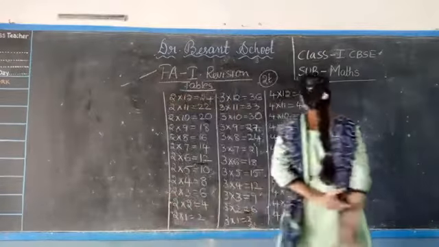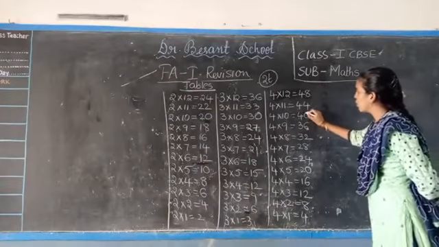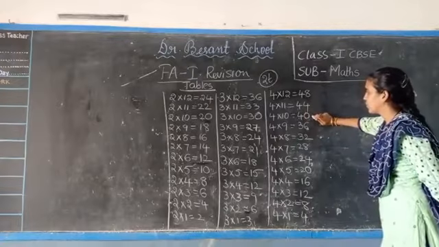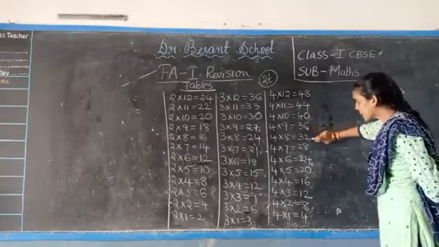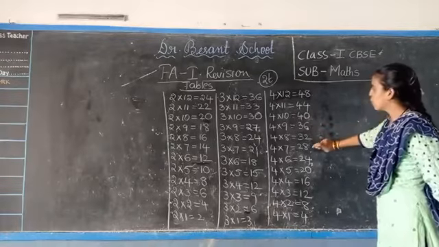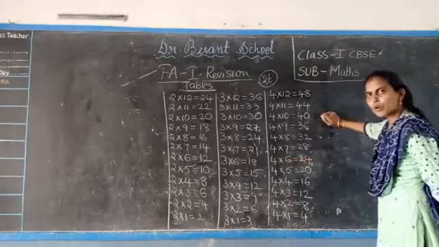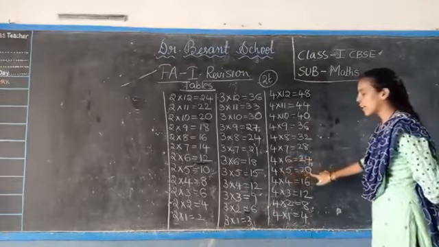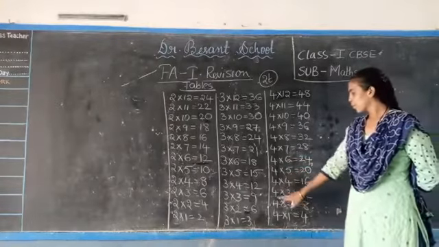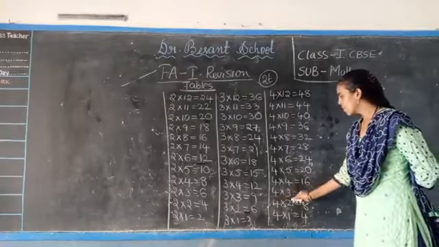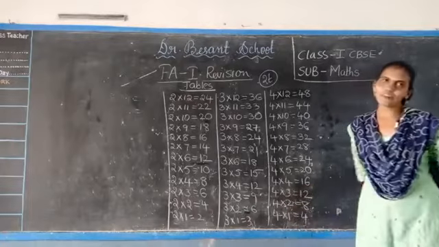4 12s are 48. 4 11s are 44. 4 10s are 40. 4 9s are 36. 4 8s are 32. 4 7s are 28. 4 6s are 24. 4 5s are 20. 4 4s are 16. 4 3s are 12. 4 2s are 8. And 4 1s are 4.